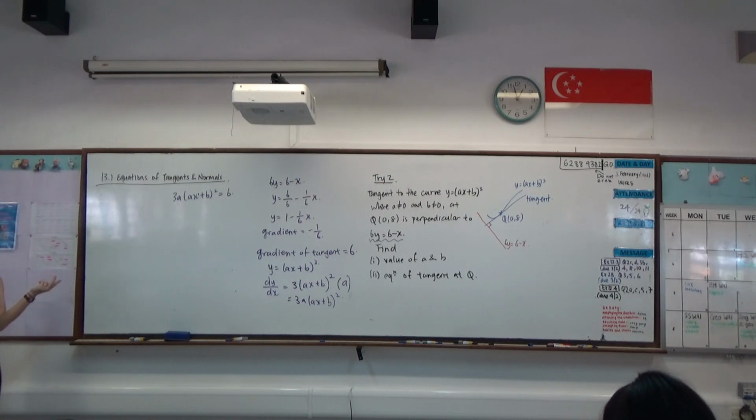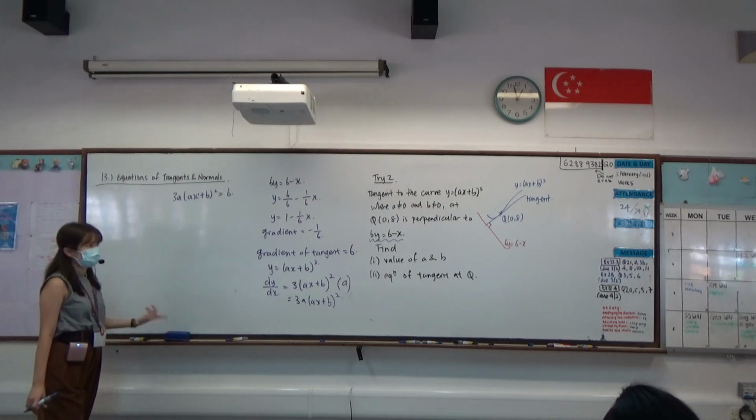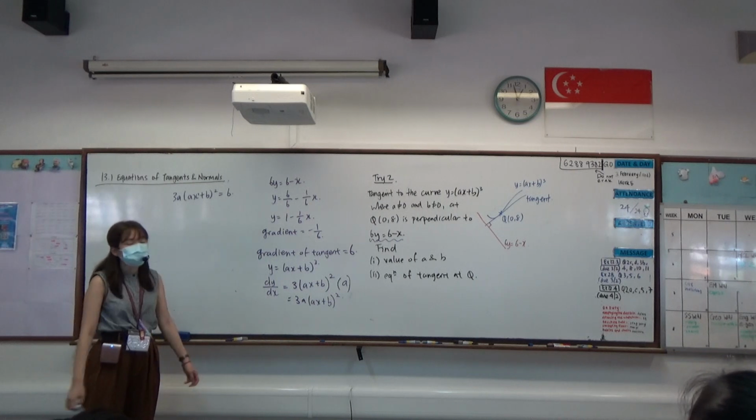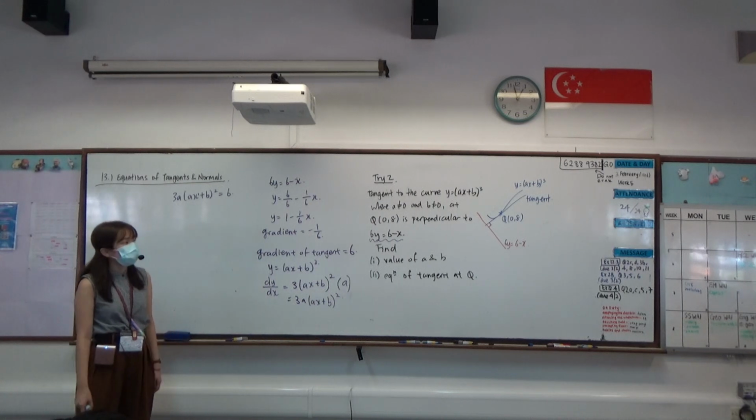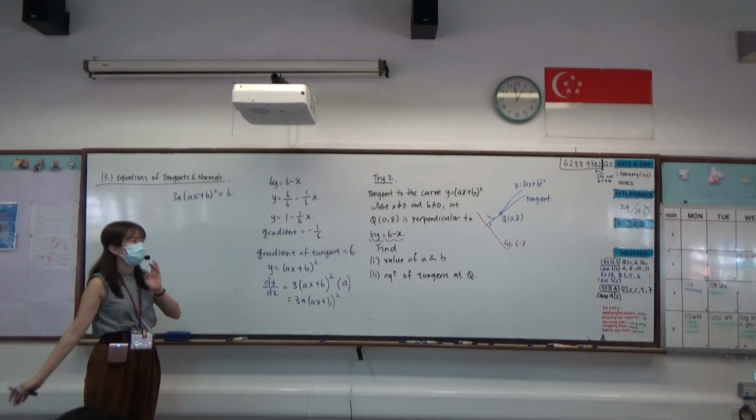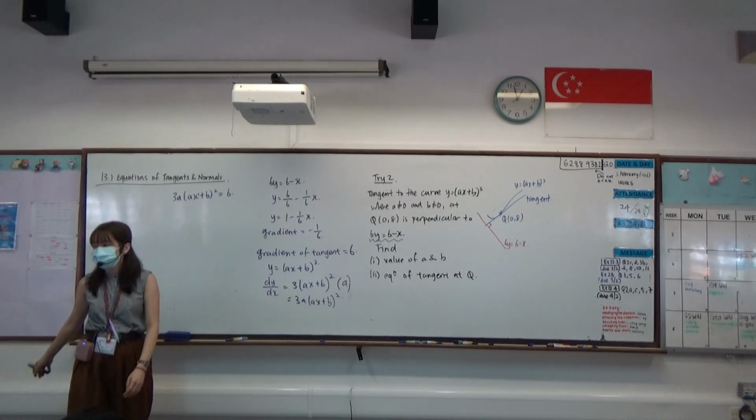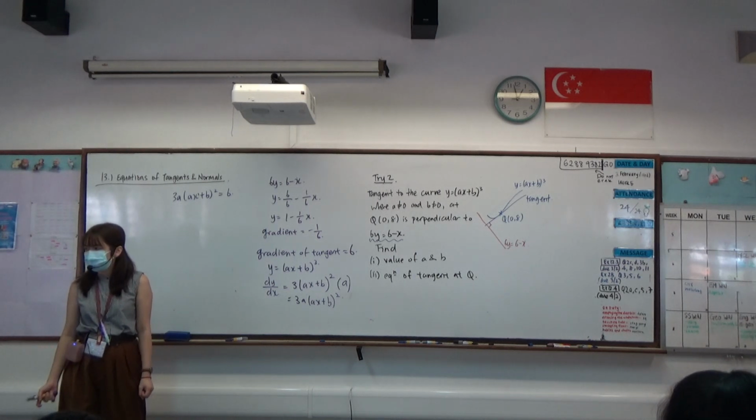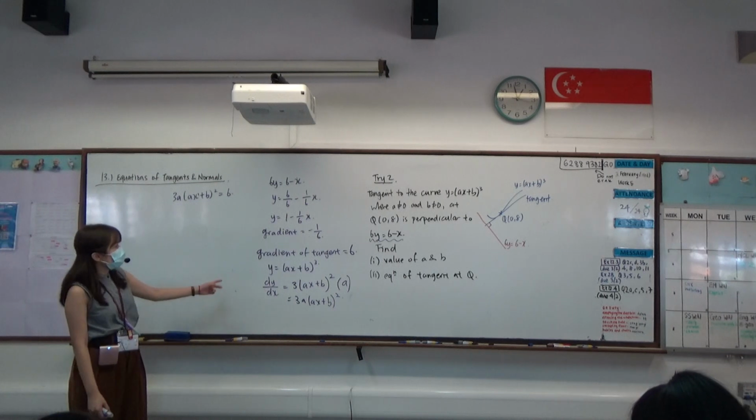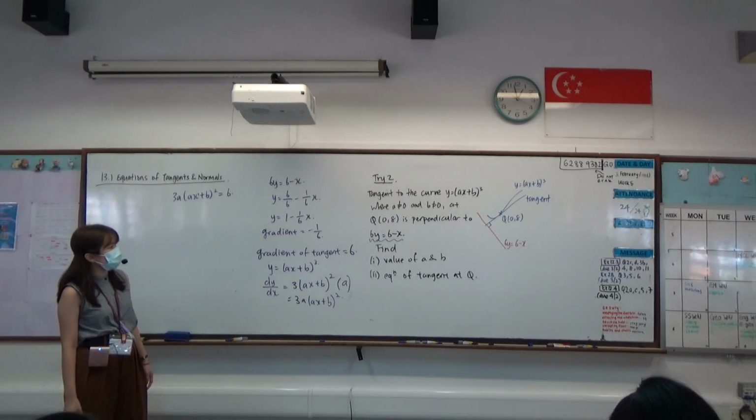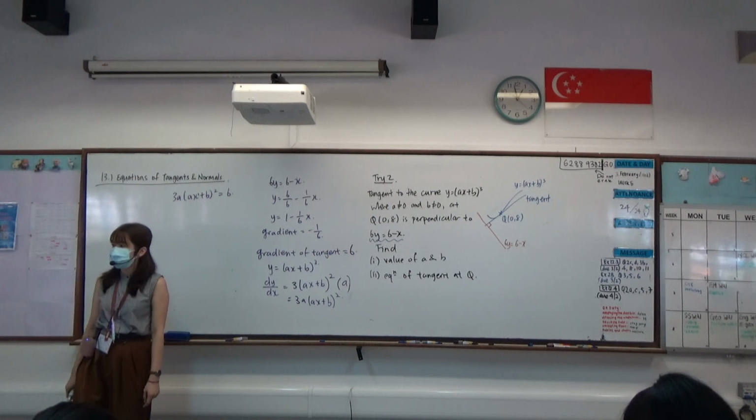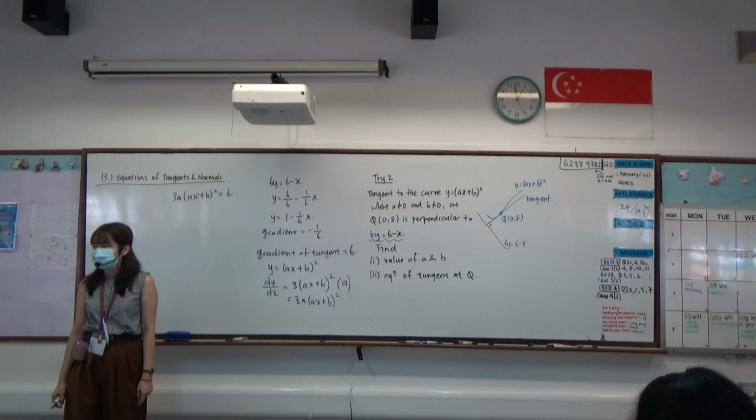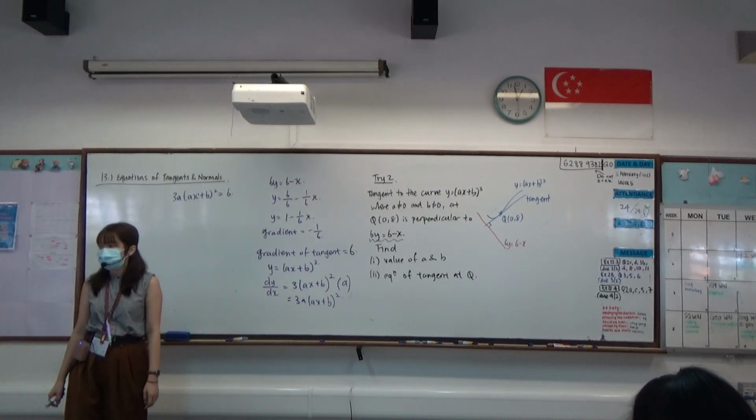Whenever 2 unknowns, we need 2 equations to solve. How do I get another equation out? Is there any information that we have not yet used? Find the equation of the tangent. Then what do you want to do with it? Simultaneous. But you still got your a and b unknown.